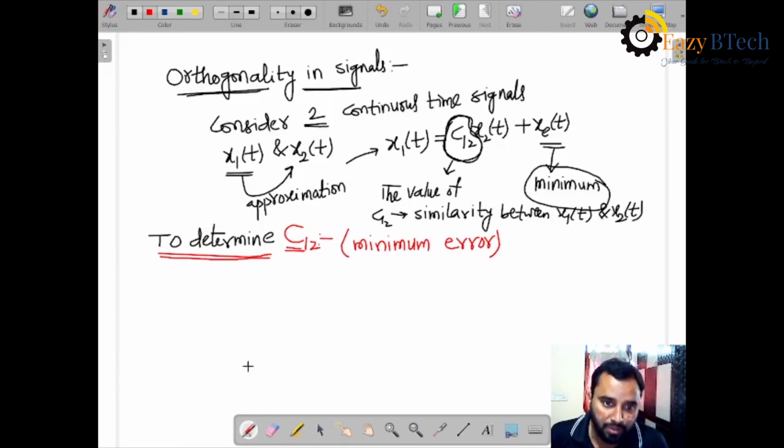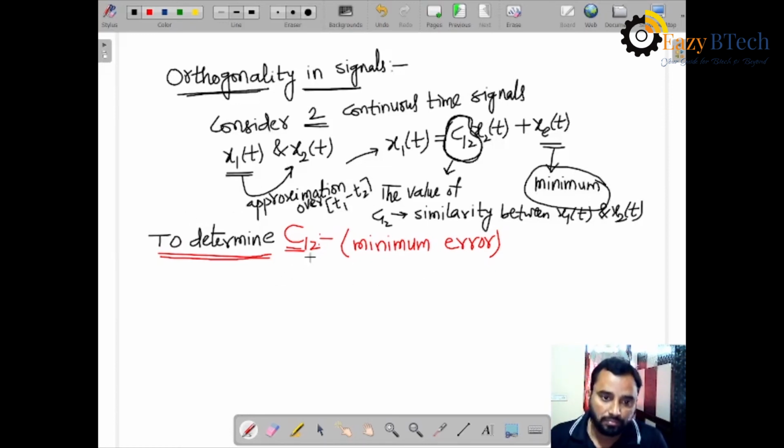For determining C12, I consider mean square error. And here we have done approximation of x1 in terms of x2 over a certain, limited time interval. That is also important. Approximation of x1 in terms of x2 over the interval T1 to T2.